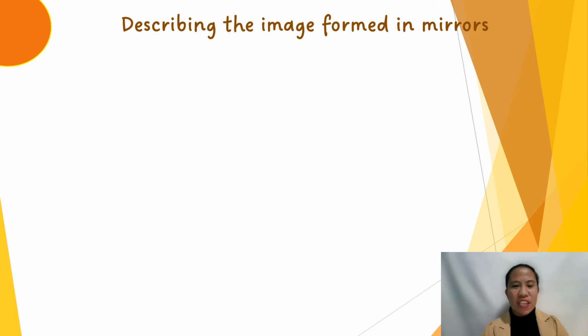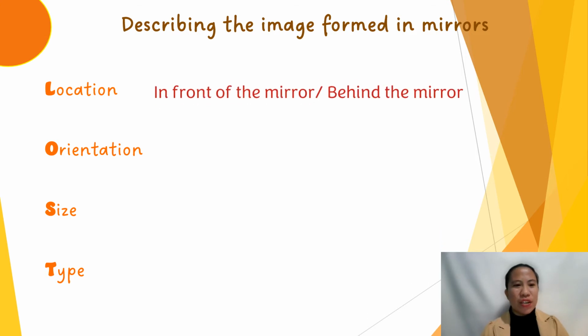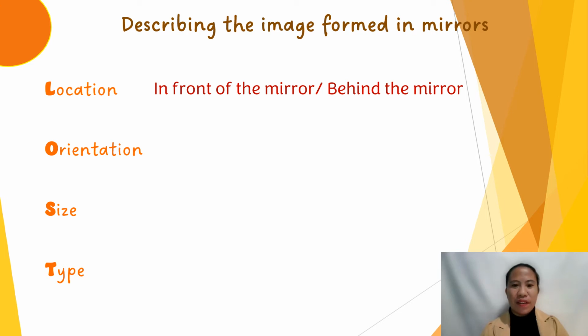To describe the image formed in mirrors, we could use their location, orientation, size, or type. In terms of location, we could check if the image is formed in front of the mirror or behind. For orientation, whether it is upright or inverted, we can say that the image is upright when the image is formed above the principal axis, and inverted when the image is formed below the principal axis.